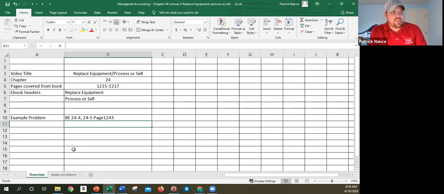So where the complexity or the difficulty of this particular part of the chapter comes in is the fact that I can't just look at what the revenue difference is. I can't just look at what the cost difference is. I've got to do both the revenue and the cost differential, and see whether there's value in me processing it further or whether it's more valuable for me to sell it at a given point.